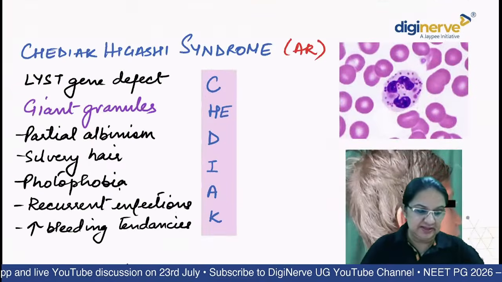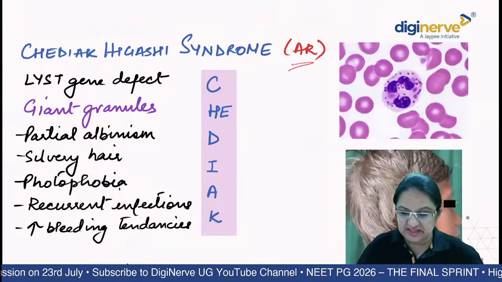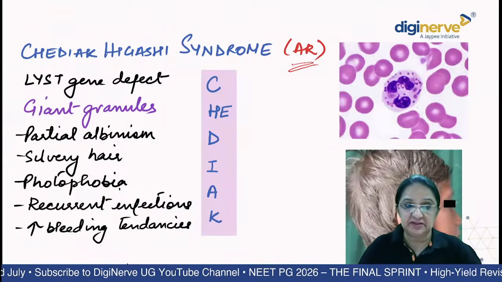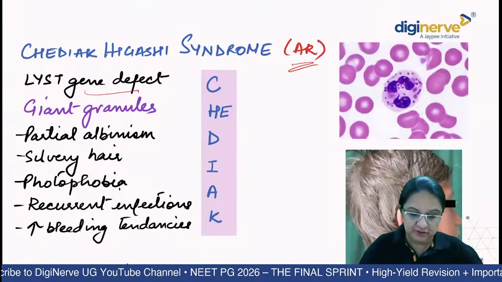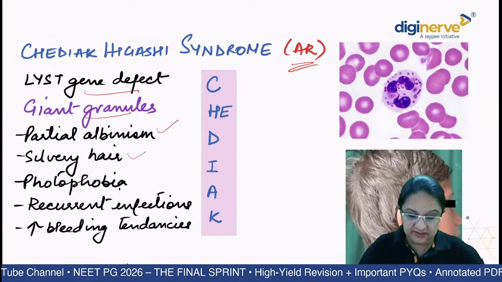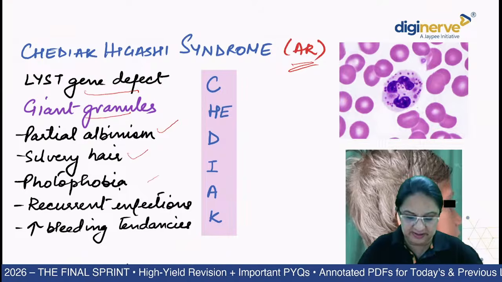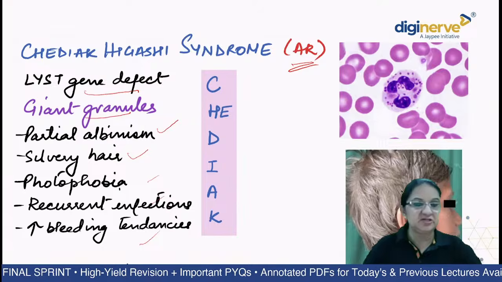Next congenital defect is Chediak-Higashi syndrome. Again, it's an autosomal recessive disorder. The defect here is a LYST gene defect. What do you see? Giant granules. Plus, there's partial albinism, silvery hair. The patients will present with albinism, silvery hair, photophobia, recurrent infection, and increased bleeding tendency.